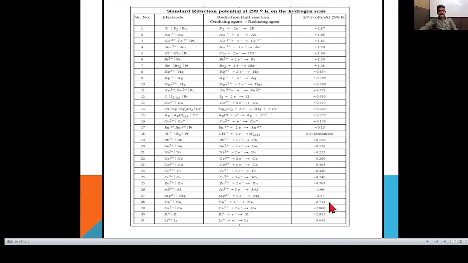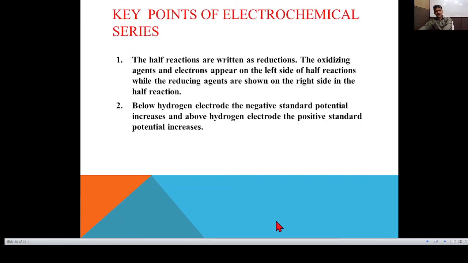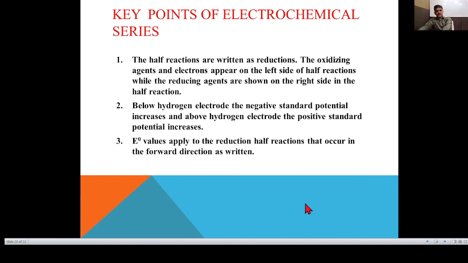You know the anode has negative potential, oxidation takes place, and it acts as a reducing agent. The strength of the reducing agent increases from top to bottom. That means the strongest reducing agent is placed at the bottom of the EMF series. These are the key points discussed within 2 minutes. The half reactions are written as reductions. The oxidizing agent and electrons appear on the left side, while the reducing agent is on the right side. Below the hydrogen electrode, negative standard potential increases. Above the hydrogen electrode, positive potential increases.